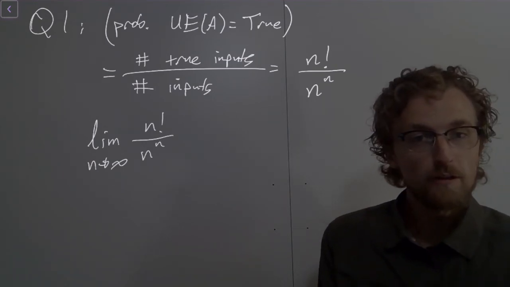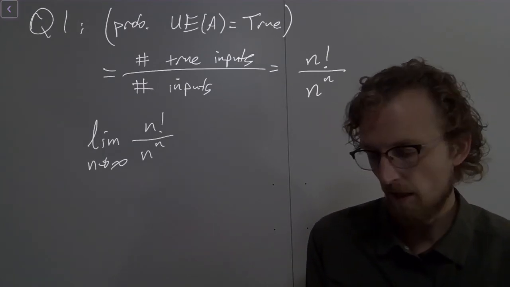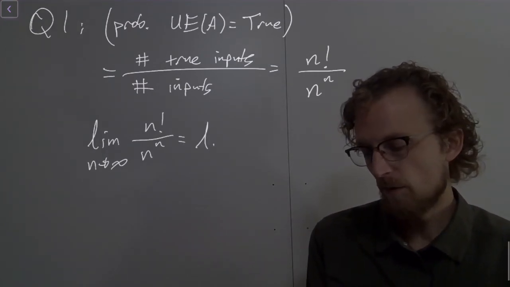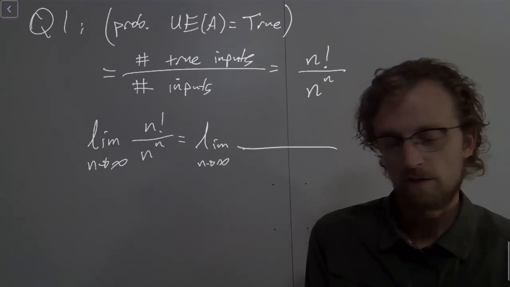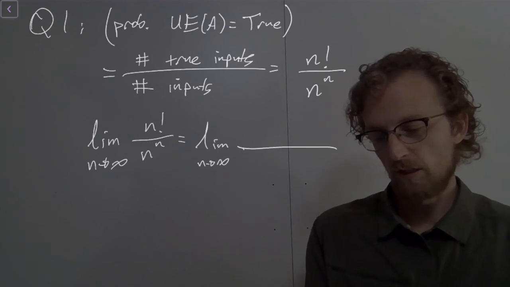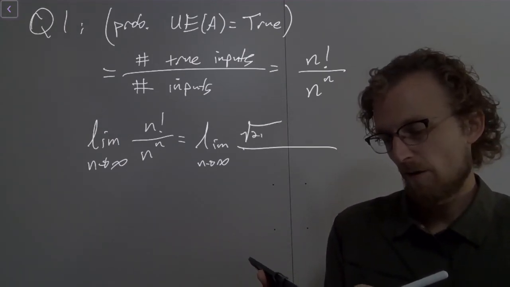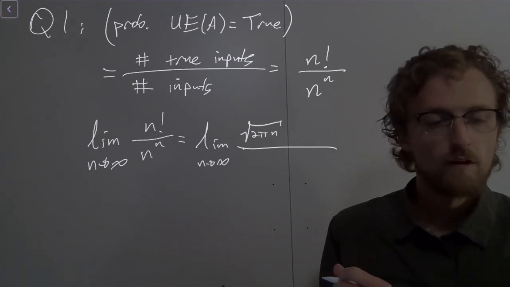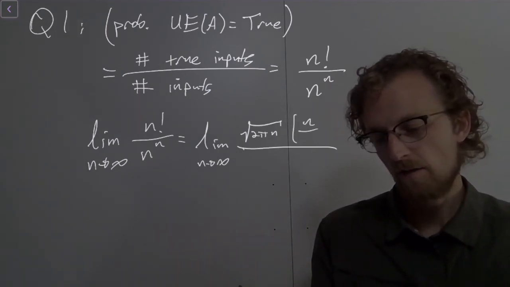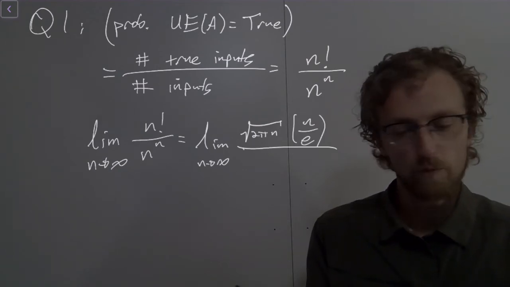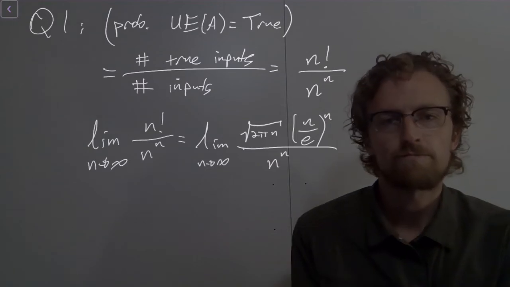And I know Stirling's formula, right, which helps me understand what n factorial looks like in the limit. So this is equal to the limit as n approaches infinity of, again, we'll do this fraction, and Stirling's formula, I have to look it up because I don't have it memorized. Whether you memorize it is up to you. So it's the square root of 2 pi n times n divided by e, the natural log base, to the nth power, now divided by n to the n.